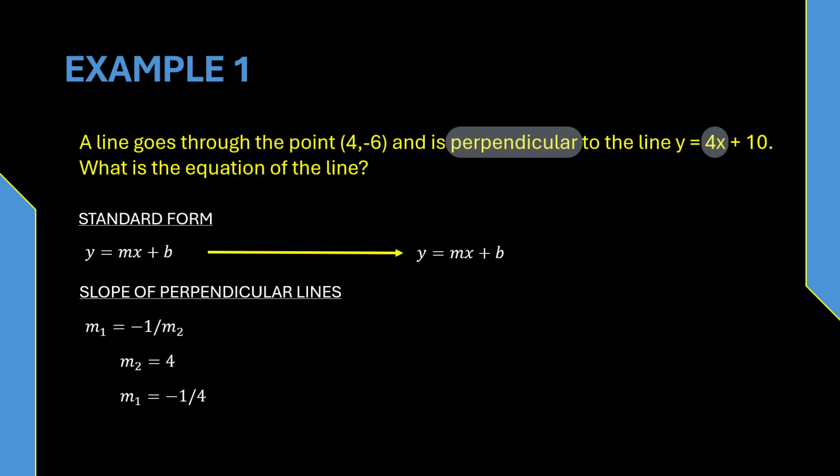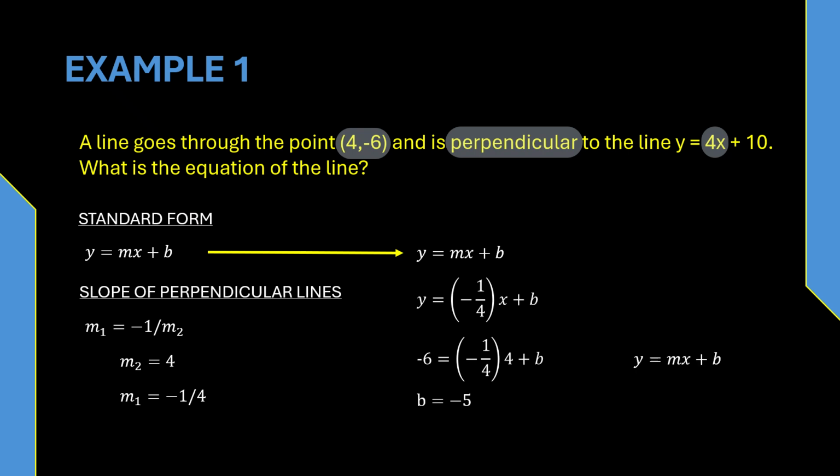Next, we're going to take the standard form equation and use the point (4, -6) that was given, substituting all those values into the standard form. This will allow us to calculate the y-intercept for the line with the slope negative 1 over 4. Knowing m, as well as the point the line goes through, we can then calculate b, the y-intercept of this line. From this formula, we're able to calculate that b is negative 5.